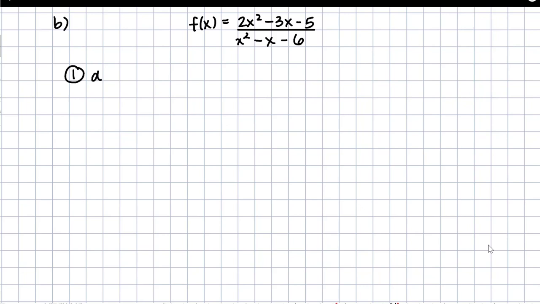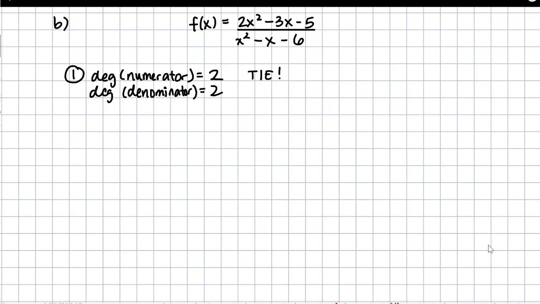We have degree of the numerator. By the way, when I write DEG, that's kind of a shortcut calculator notation for degree. The degree of the numerator is 2. The degree of the denominator is also equal to 2. So we have a tie.